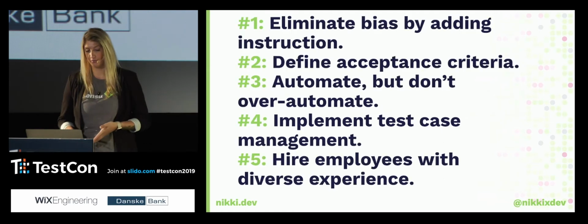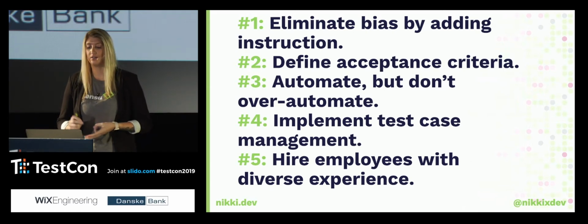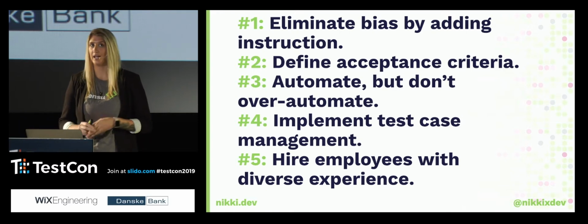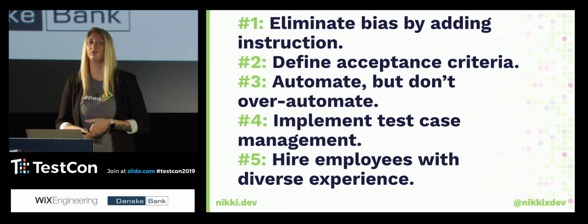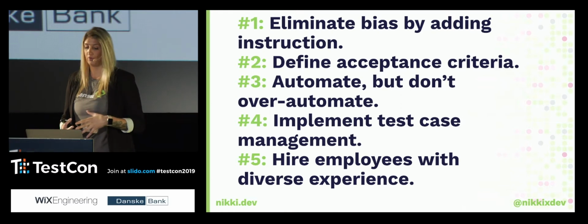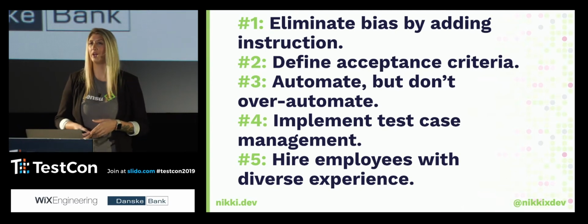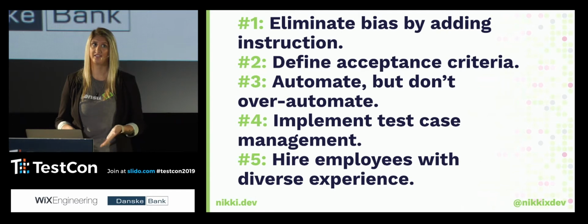So the 5 major improvements that we talked about were: eliminate bias by adding instruction, define acceptance criteria, automate but don't over-automate, implement test case management in any way, and hire employees with diverse experience. Not that these were the only aspects that we improved on, but they were certainly the defining factors to promoting quality assurance as a first-class status.